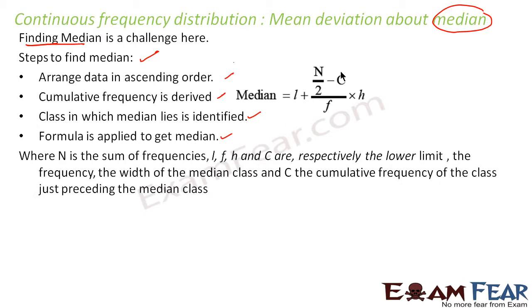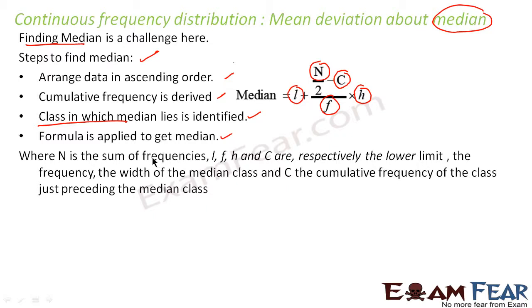The formula is this, where N is nothing but the sum of frequencies. All these values in small letters, l, f and h, belong to the class in which the median lies. l is the lower limit, f is the frequency, and h is the length or width of the class. All the values in small letters are properties of the class in which the median lies, and C is nothing but the cumulative frequency of the class just preceding the median class. I'll take an example to clear this.